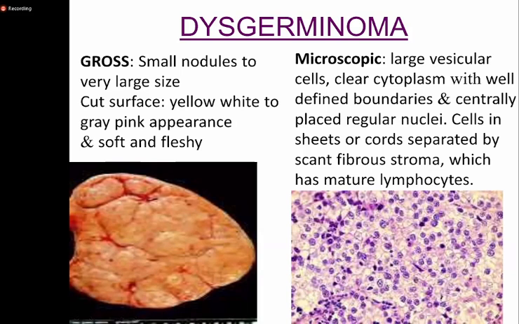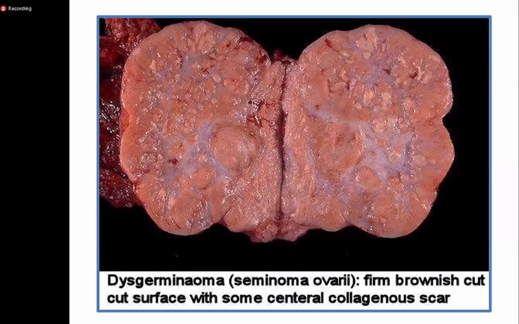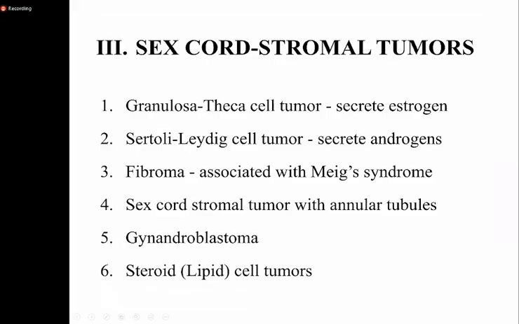Okay, so this is another example, a photomicrograph of this dysgerminoma or seminoma of the ovary. A firm brownish tumor, sort of nodular, separated by this waxy stromal septi. Okay. So that's done in terms of examples of germ cell tumors.